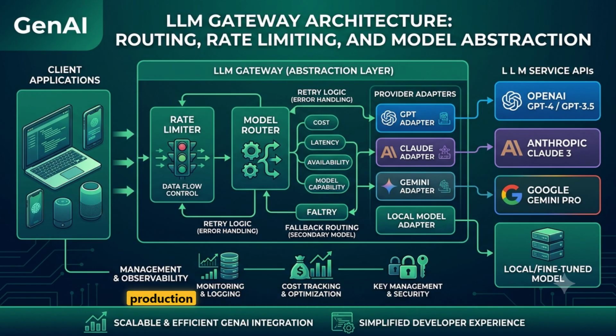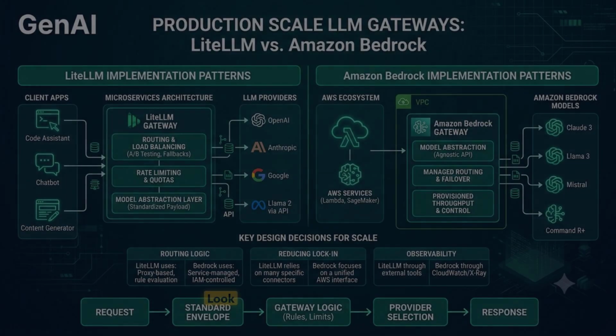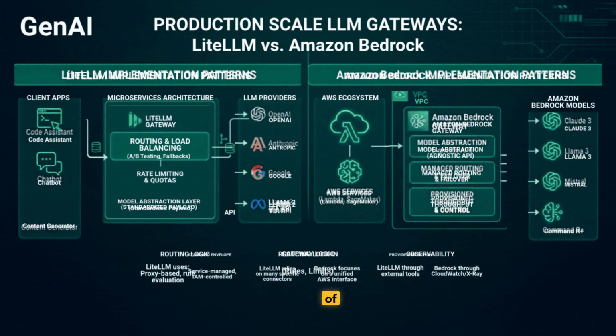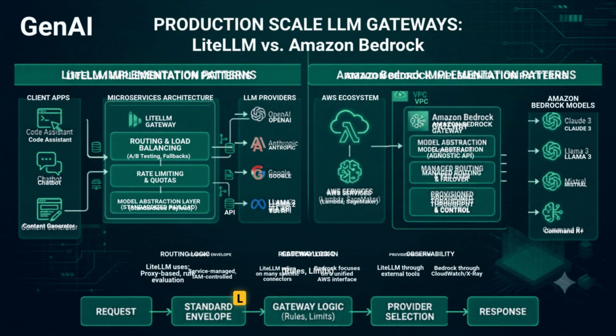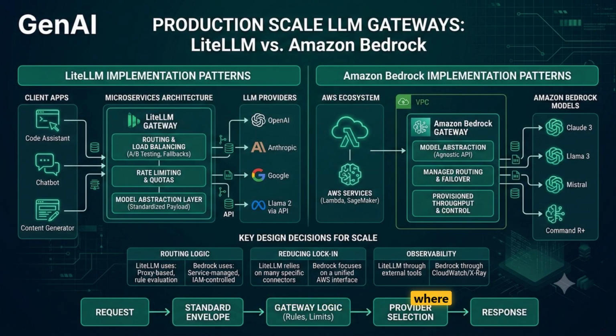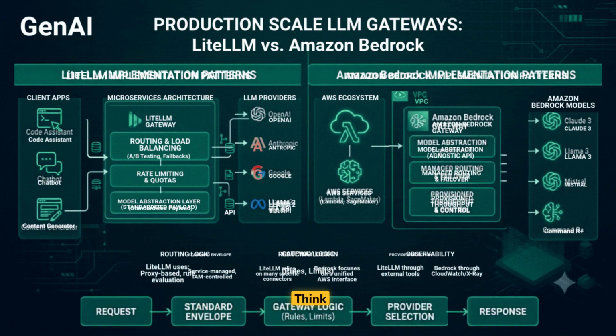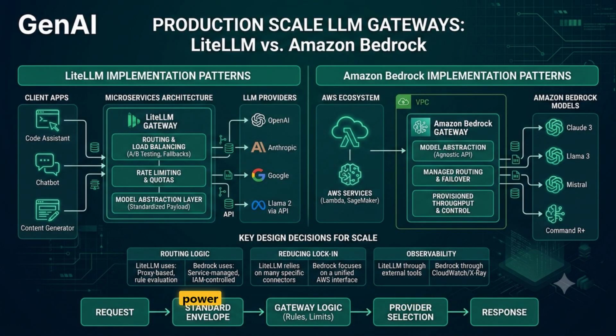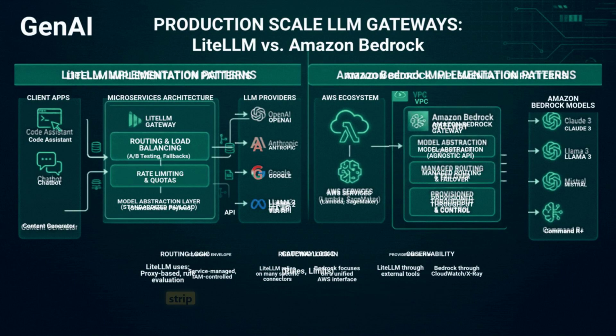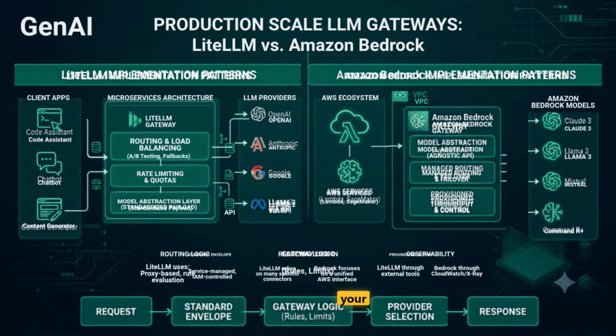Next, let us see how a real production system implements every one of these components at scale. Look at the left side of the diagram labeled LiteLLM implementation patterns, where microservices like code assistant, chatbot, and content generator send requests straight into a LiteLLM gateway proxy. Think of this setup like a power strip with built-in surge protection. Your appliances plug into one spot and the power strip handles energy spikes so your house doesn't blow a fuse.